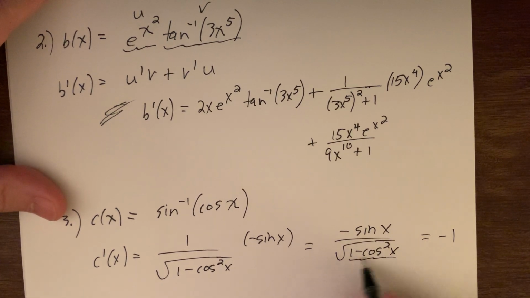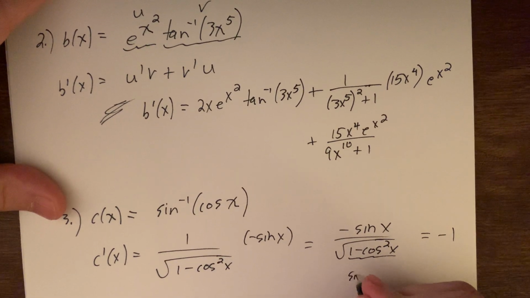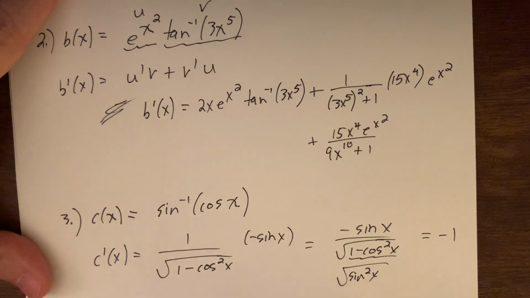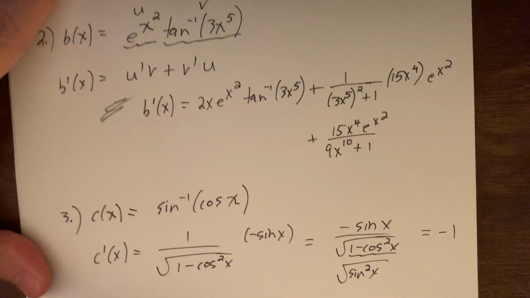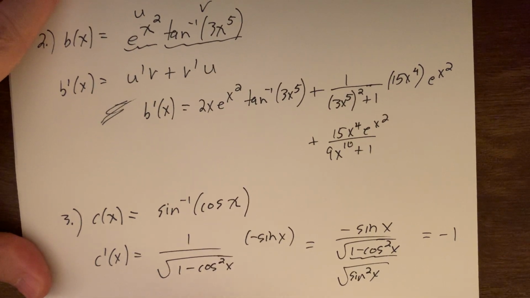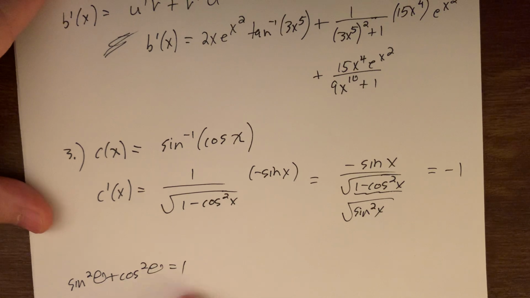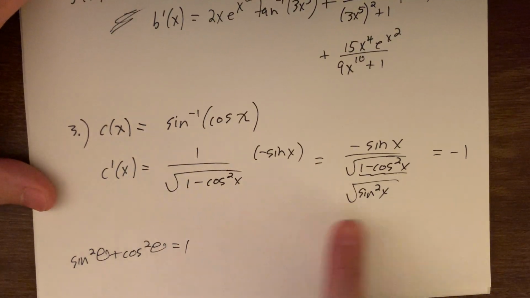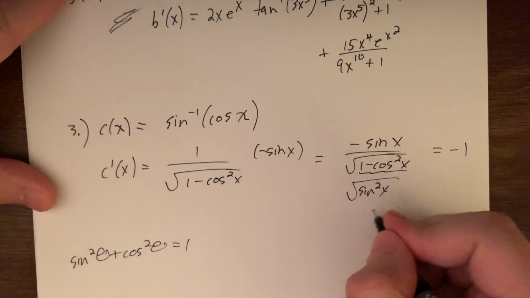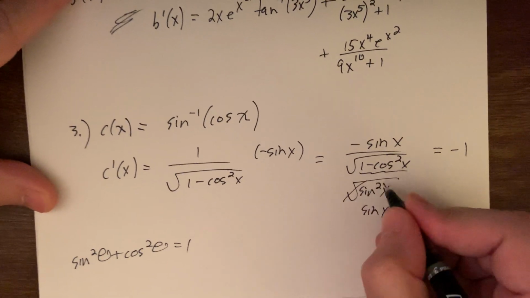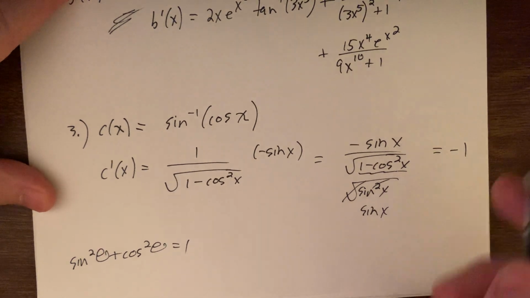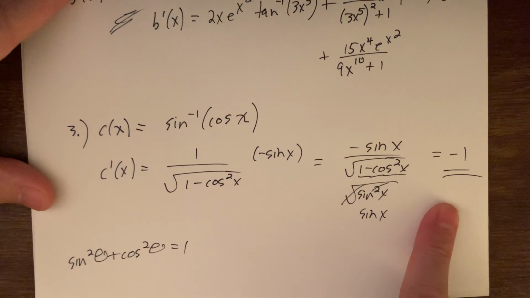Do you recognize this? 1 minus cosine squared is the same thing as sine squared. What I'm really using here is sine squared plus cosine squared equals 1, but how you can manipulate that. If you subtract cosine squared on both sides, you'd get this, and that equals sine squared. And the square root of sine squared, I could cancel the square and the square root and get sine, and negative sine over sine. That's why it equals -1.